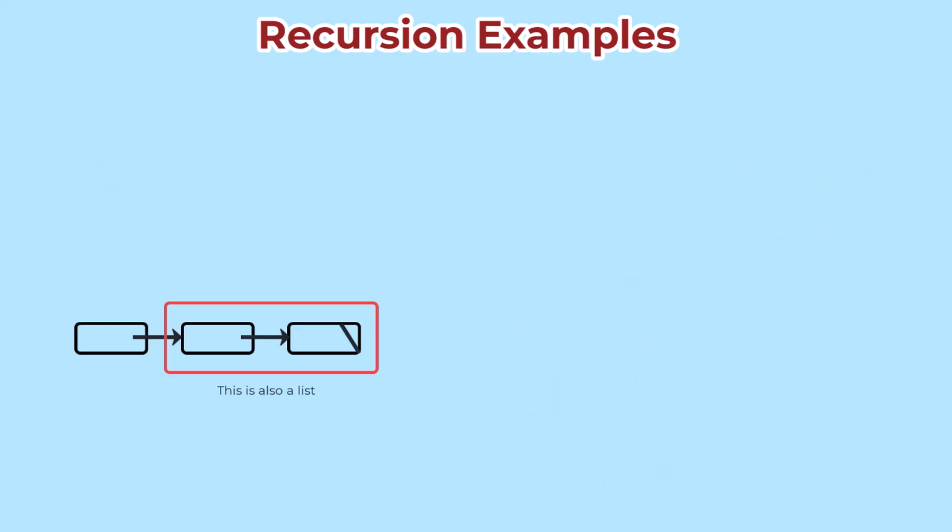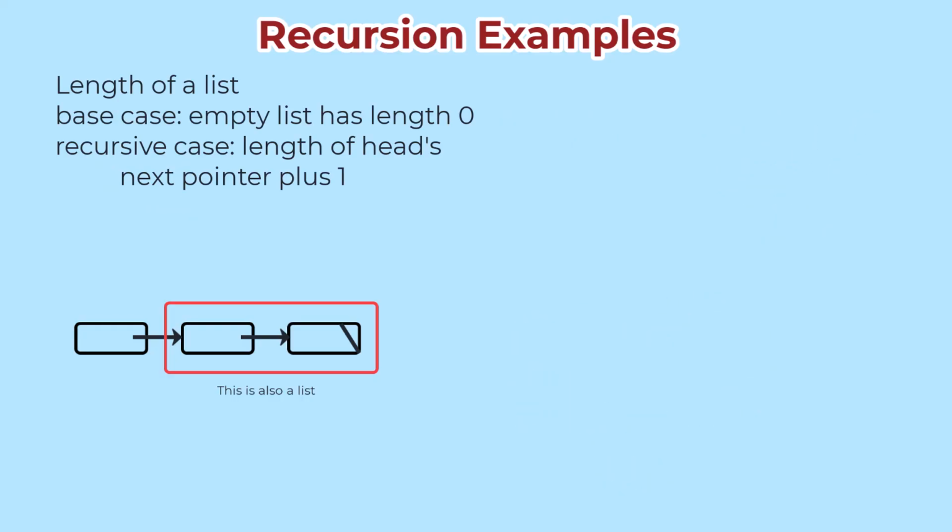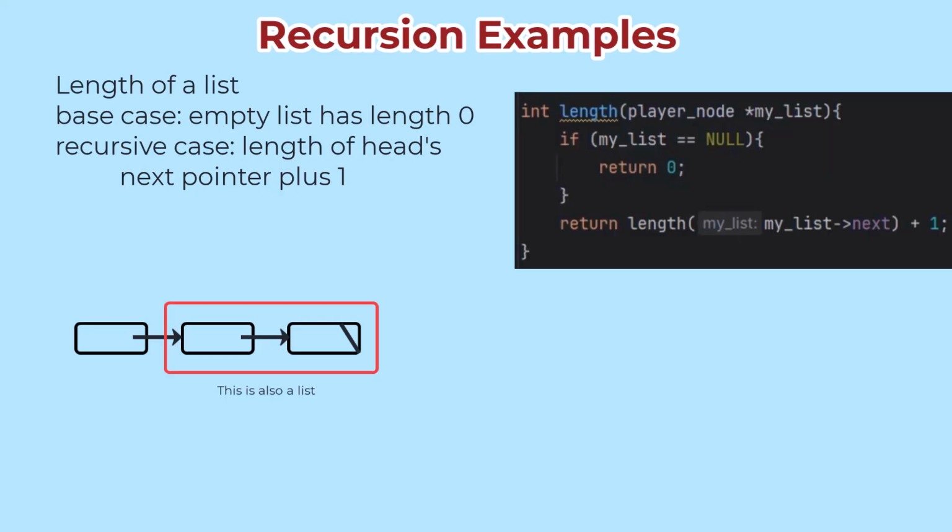For example, we could define finding the length of a list recursively. The base case is the empty list. Then the length is 0. For the recursive case, the length of the list is 1 more than the length of the list that the first node points at. Here's the code. This time the parameter isn't n, it's the list that we want to count.